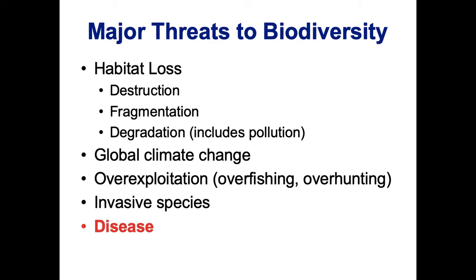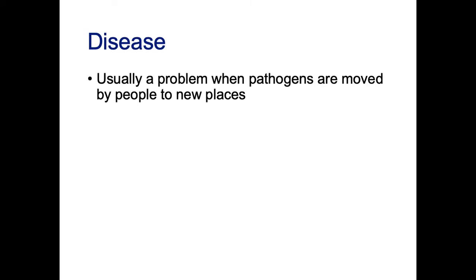So the next major threat to biodiversity that we're going to talk about is disease. Usually disease becomes a problem when pathogens are moved by people to new places. Diseases that species have evolved with, they can usually deal with, and they won't cause major population declines or extinctions. But when diseases come from one continent and are moved to another continent, to species that have never dealt with this disease before, we get major problems.